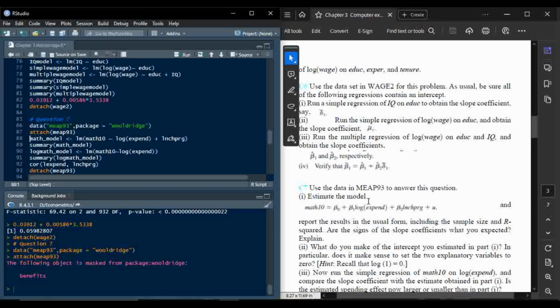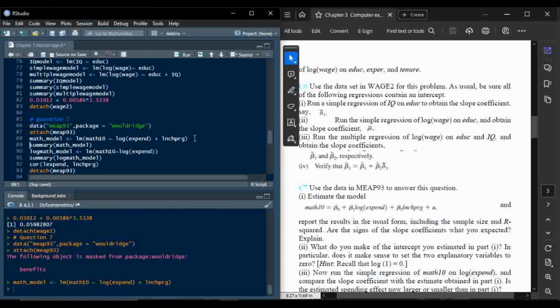It says to estimate the model math10 on the basis of log expend and lunch program. Okay, so let's create a model by the name of math_model, and math10 is being estimated by log expend. Here expend is expenditure, math10 is the pass rate in the mathematics subject, and lunch program is the lunch program of schools, the number of schools running this lunch program. Okay, so press Ctrl plus Enter and then summarize this model.